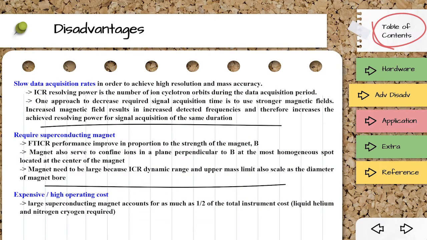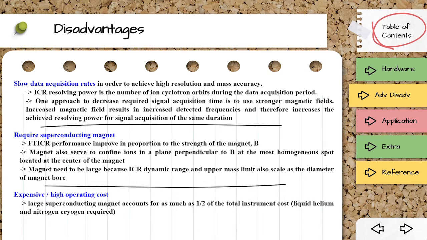On the other hand, the disadvantage of FTICR-MS is that it performs at a slow data acquisition rate in order to achieve high resolution and mass accuracy. The ICR resolving power is the number of ion cyclotron orbits during the data acquisition period. One approach to decrease the required signal acquisition time is to use stronger magnetic fields. The increased magnetic field results in increased detector frequencies and therefore increases the achieved resolving power for signal acquisition of the same duration.